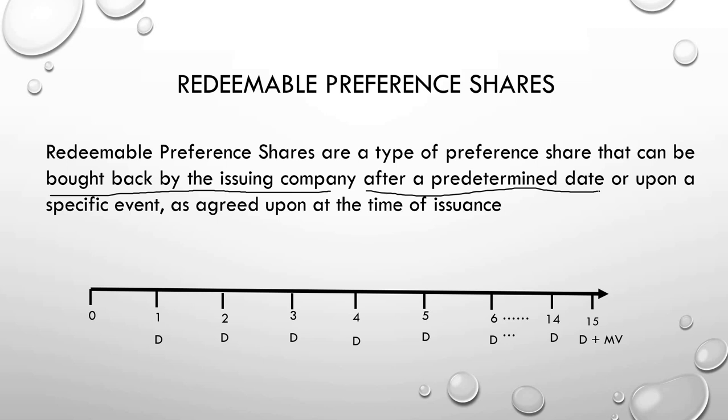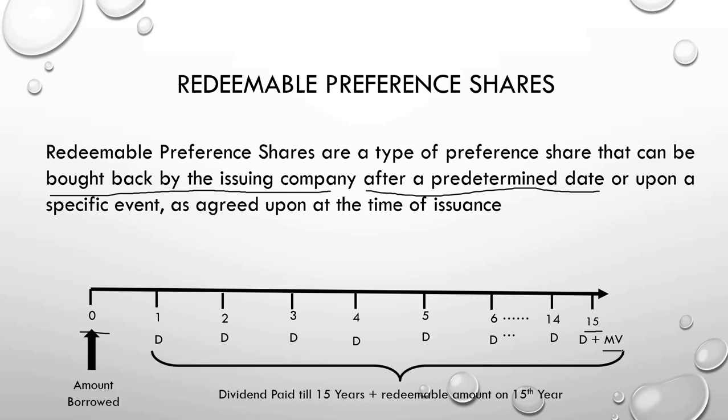Now if we talk about the number line, the company is issuing the preference shares at time period 0. And every year the company is going to pay the dividend. And at the end of a stipulated period of time, suppose it's 15 years, the company is going to pay back the maturity value also. If the investor has purchased the redeemable preference shares, the company is going to pay the redemption value. So 0 will be your amount borrowed, and the dividend will be paid till 15 years, and at the end of 15 years, the company is going to pay back the money also. So that means in this, the time period is known.